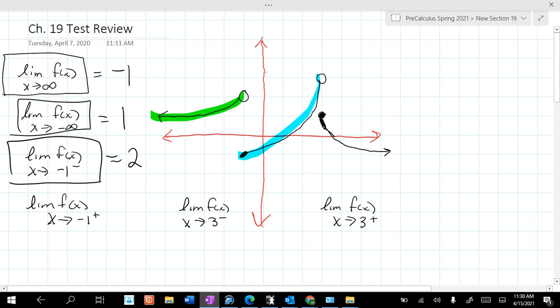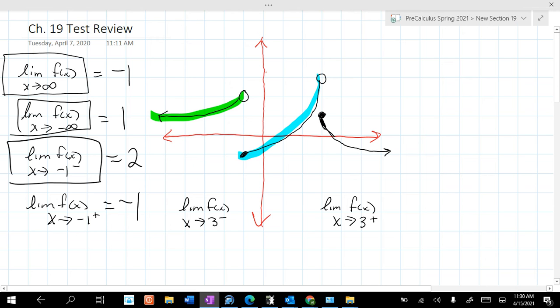Okay? As we approach negative 1 from the right, what graph are we talking about? The blue one or the green one? As we approach negative 1 from the right, an x value of negative 1 from the right. The blue one, because an x value of negative 1 is right here. From the right means we're going this way. So what's the y value it approaches as we get close to negative 1? Negative 1.